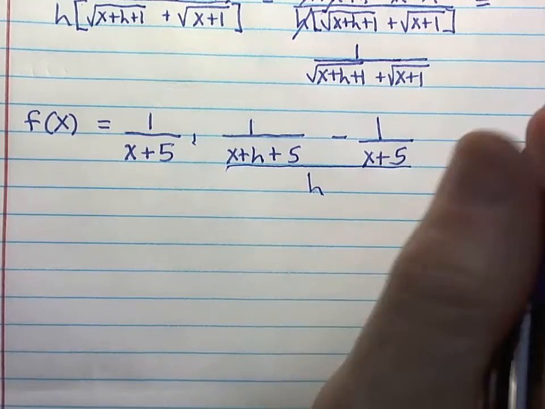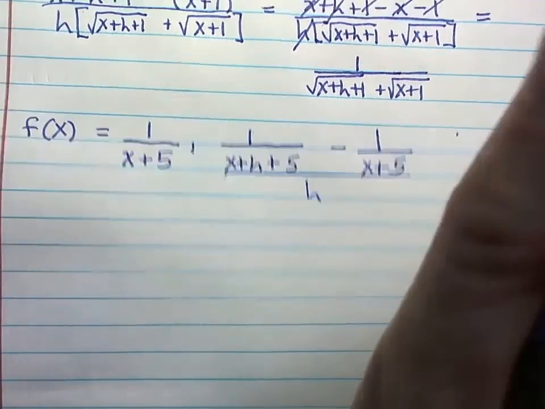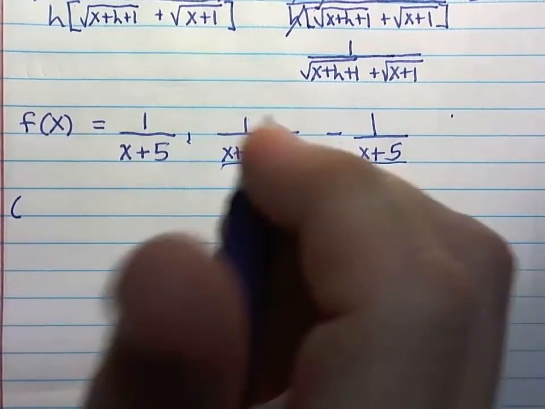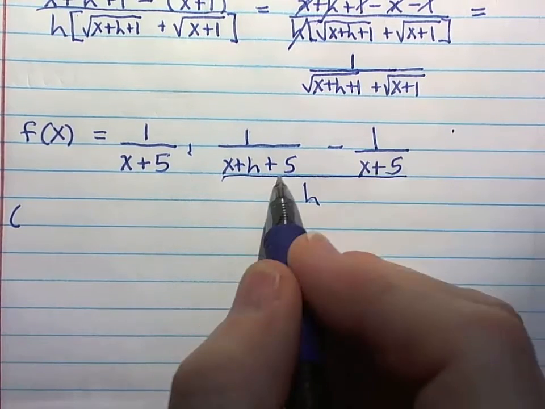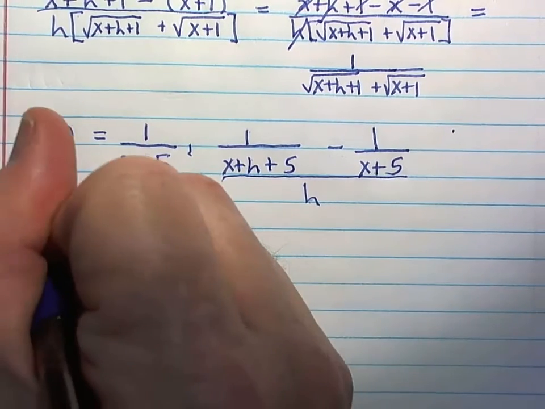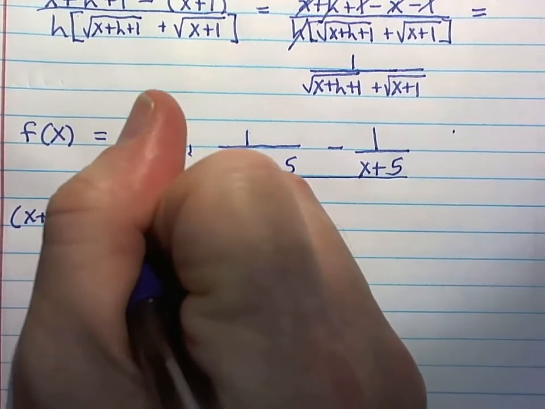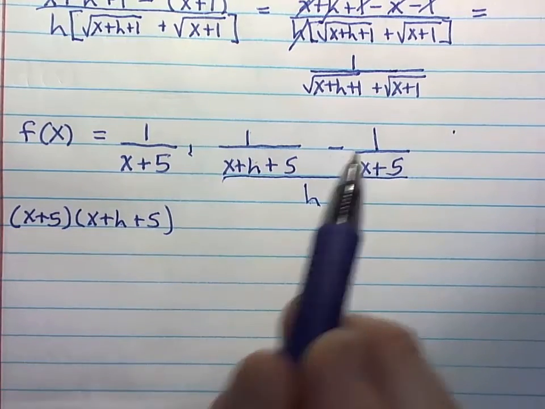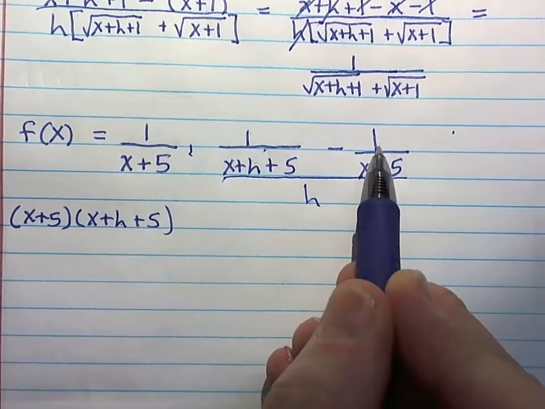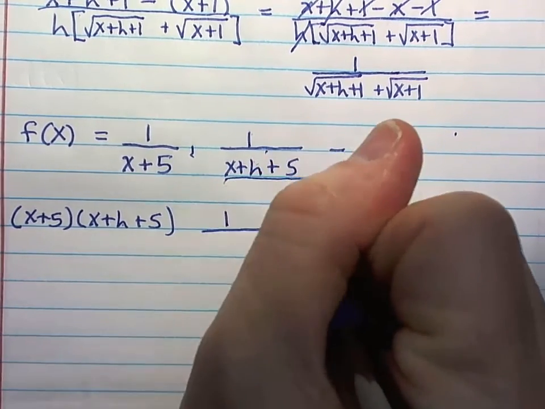The way we can do that is we can multiply through every term by the common denominator. Okay? So here's what we've got. Just think about the product of these things. x plus 5, x plus h plus 5. We want to multiply every term by that. This one, and this one. All three terms. Now, if we do that, look what happens.